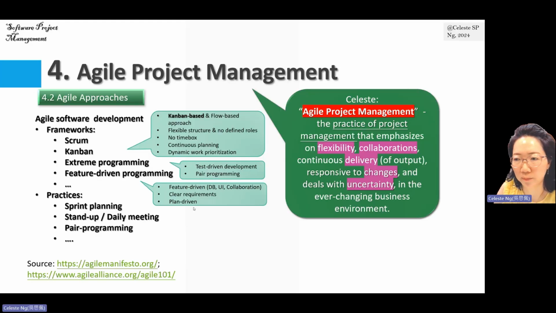Agile framework. And then here we can see there are several practices. Here I only list out several important practices in Agile approaches. The first one is sprint planning. Second, the stand-up meeting or daily meeting, and pair programming that I mentioned just now. For sprint planning and the daily meeting, I will talk about this in detail later on.